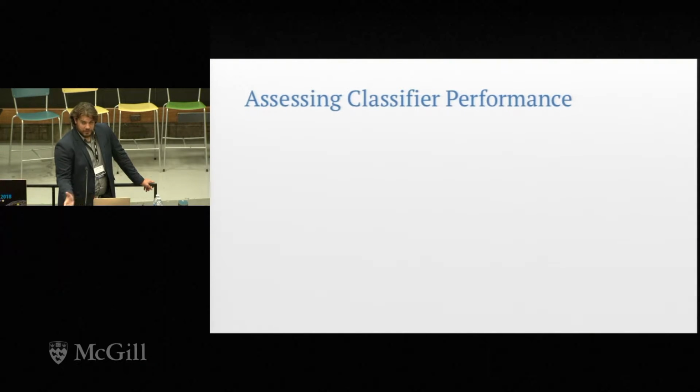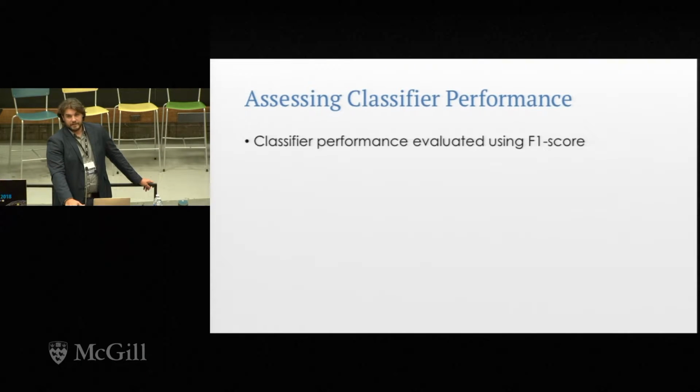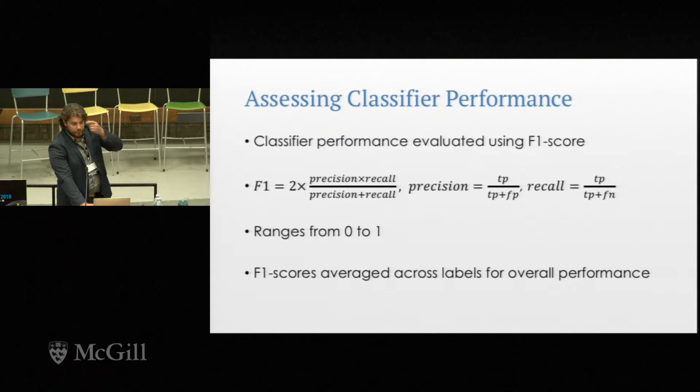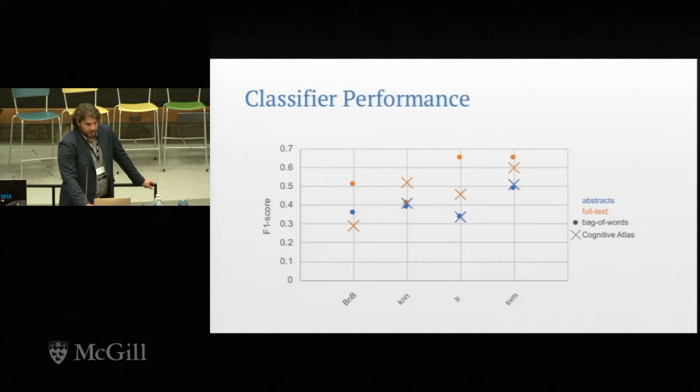So across all these variable parameters, we wanted to assess classifier performance, and to do that, we used the F1 score, which is dependent upon precision and recall, and ranges from 0 to 1, where 1 would indicate a perfect classification. For the overall performance, we averaged F1 scores across all 100 iterations for each fold and across all the CogPo labels. And this graph shows the results of all these different parameters with the classifier on the bottom.